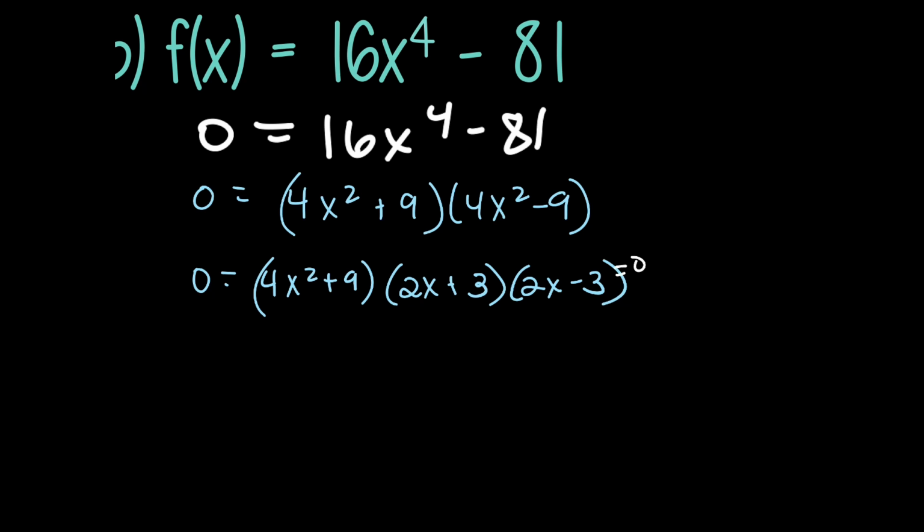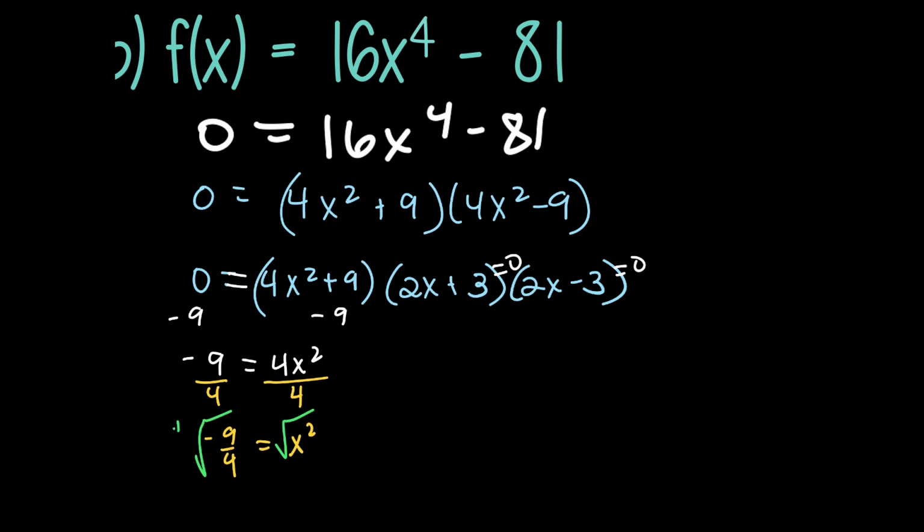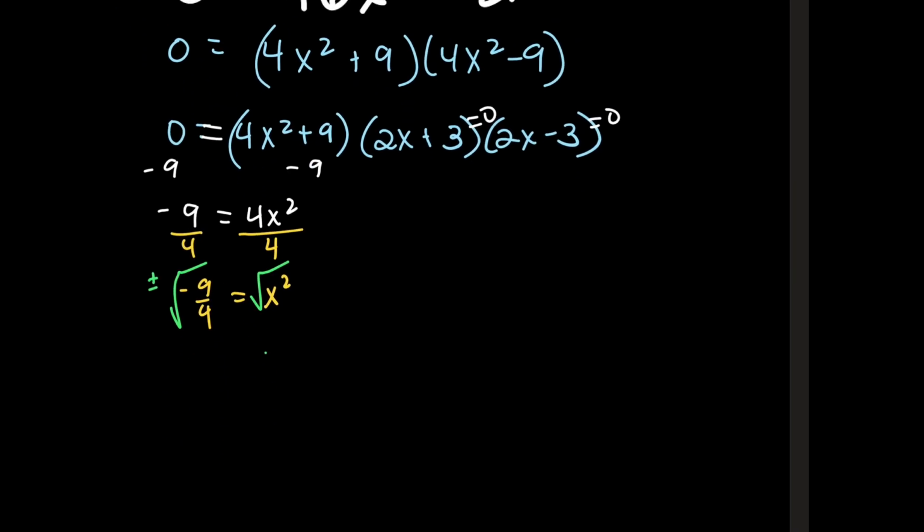Now I can set each of these equal to 0, and also set my 4x squared plus 9 equal to 0. So I'd subtract the 9, divide by 4, x squared would equal -9/4, square root both sides, putting the plus and the minus out front, and I'd get x equals, the negative comes to the outside, the square root of 9 over the square root of 4, so I get 3 over 2i, and the plus and minus stays with it.